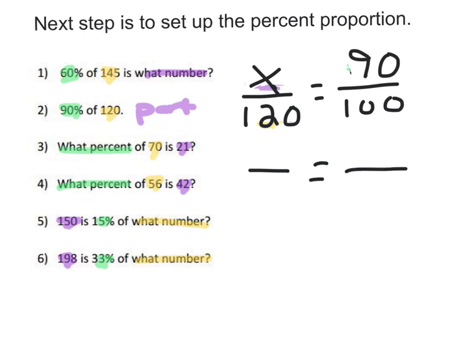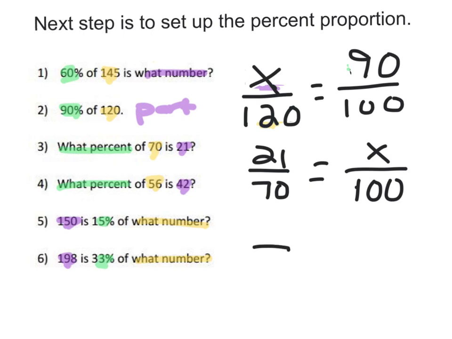If we look at numbers 3 and 4, each of these have the same basic outline. So on both of these, we're looking for the percent. So now my percent is the variable because that's the missing piece. My whole is 70 for number 3, and the part is 21. So now I've gone through and I've set up a model for numbers 3 and 4.